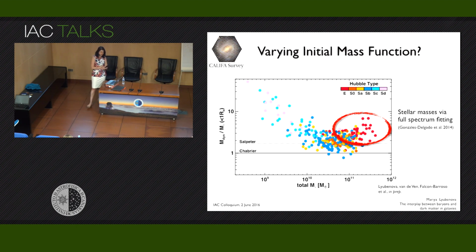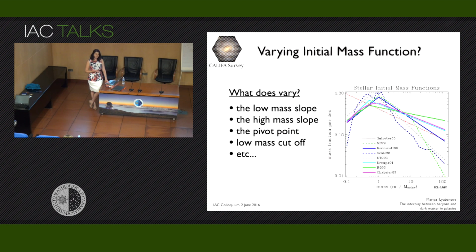The initial mass function has been shown to vary in various ways in these galaxies. So maybe this is the issue here. Maybe we are not estimating the stellar mass correctly, and maybe we are using an IMF which does not have enough heavy stars, and that's why we obtain a lighter stellar mass. But when we talk about a varying initial mass function, there is a big problem, because usually every researcher has a different idea what varies in an initial mass function.